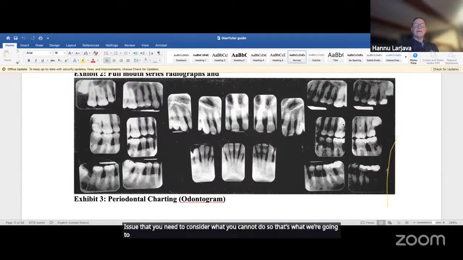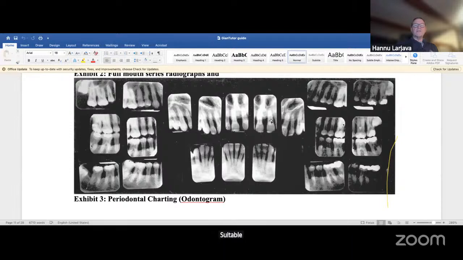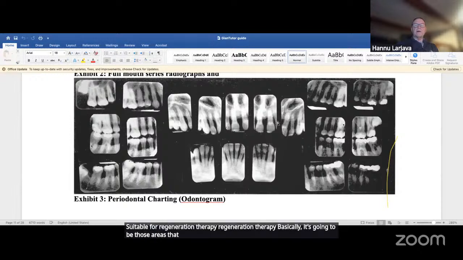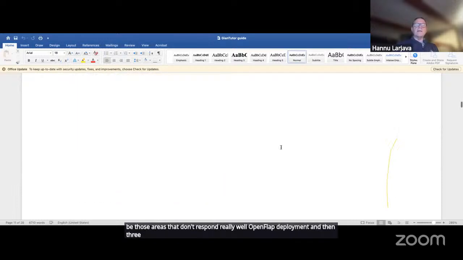Other than that, this probably will be an open flap debridement case, maybe with some recontouring of a few areas. There are not a lot of vertical defects that we can see from these radiographs that could be suitable for regeneration therapy. So basically, it's going to be those areas that don't respond really well, open flap debridement, and then 3-month maintenance.